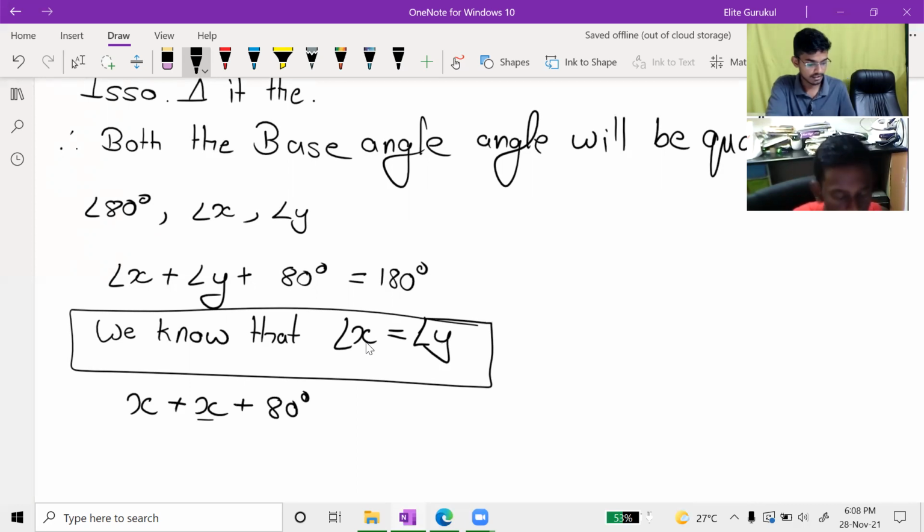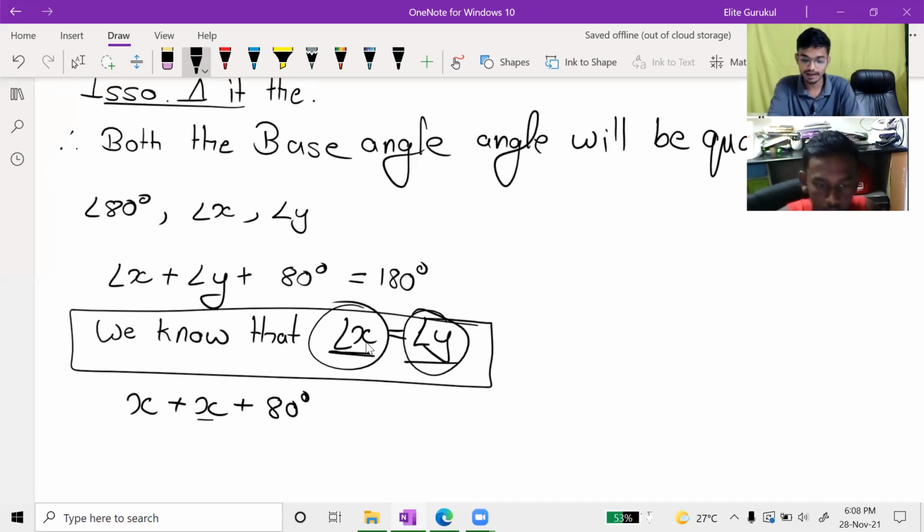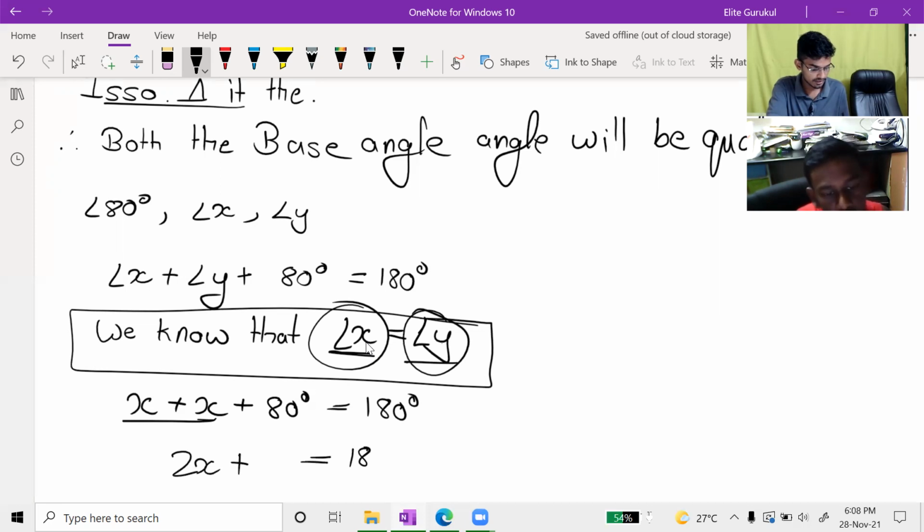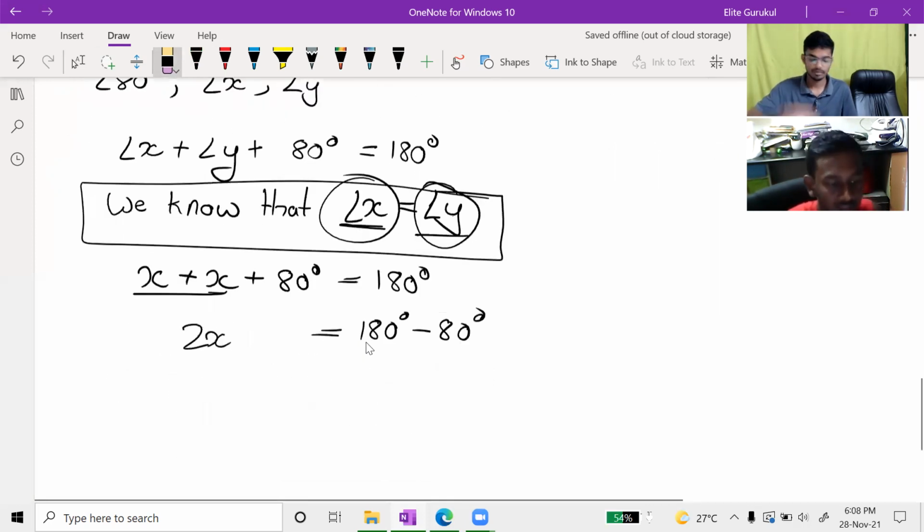See, what we did, we proved that it is an isosceles triangle. That's why angle X is equal to angle Y. So in place of Y, we also wrote angle X. X plus X plus 80 degree is equal to 180 degree. Now tell me what is X plus X? 2x. So 2x is equal to 180 degree minus 80 degree. But I will erase this plus. It will create confusion for you.